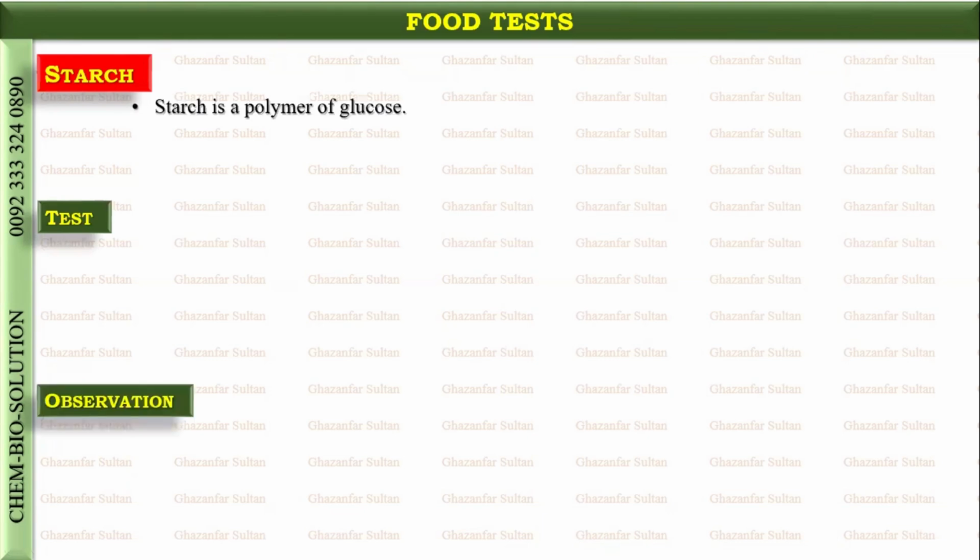So what is starch? Starch is a polymer of glucose. Usually plants convert glucose into starch, that is the storage form of carbohydrate in plants. It is insoluble in water, or you can say that it is partially soluble in water. It makes a suspension in water.